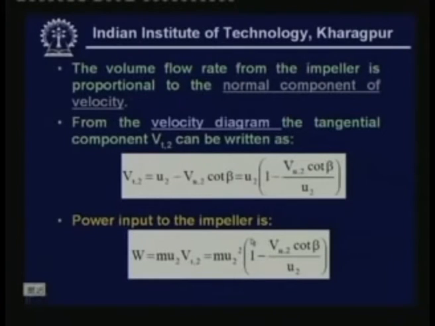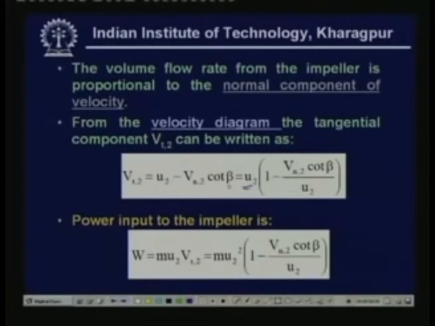So that is what is done here. From the velocity diagram, the tangential component Vt2 can be written as Vt2 is equal to u2 minus Vn2 cot beta, and here you take the u2 as the common. So this can be written as u2 into 1 minus Vn2 cot beta by U2. Now you substitute this expression in the expression for power input.